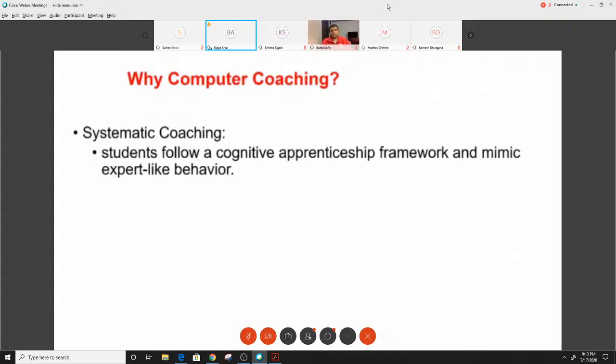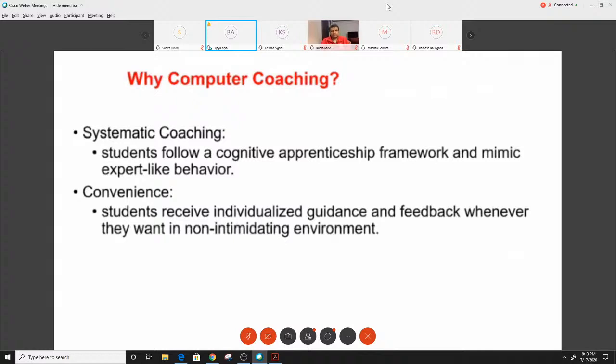Yes, a student can follow the framework that I just described, and students can mimic expert-like behavior. And it is convenient because when there are no people around them, they can get feedback at their convenient time, whenever they want, and most importantly, in a non-intimidating environment. Because when there are people, sometimes students are afraid, they are worried about asking questions.